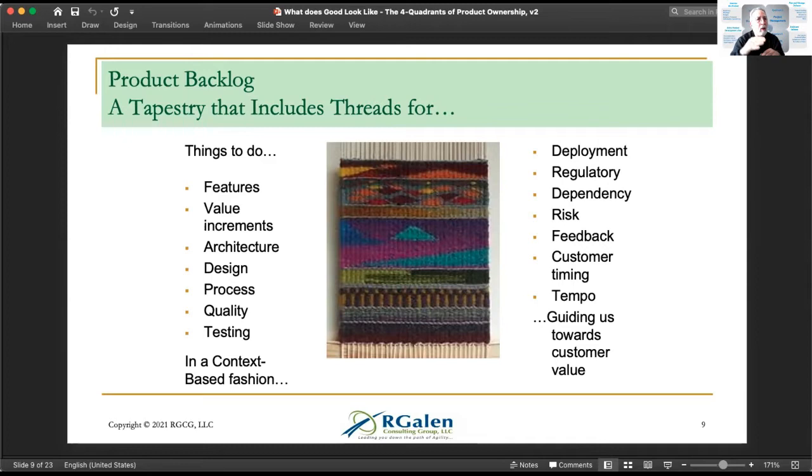What I want to see are threads of concern through your backlog, like a well-woven tapestry. What are some of the threads? Features, value increments. Are you thinking of architecture? Is there architectural look ahead in your backlog somewhere? Design. Are you doing spikes?